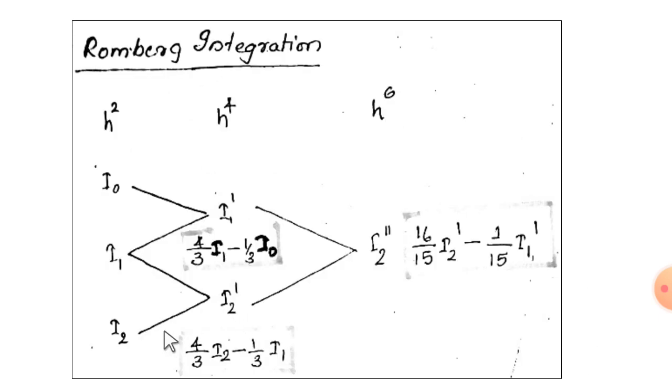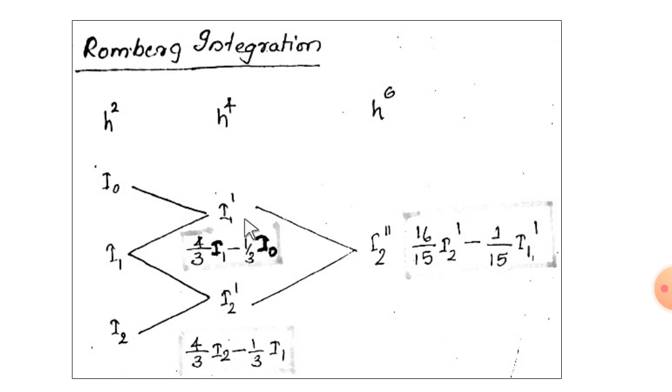So finally, you have to remember only this table. While using Romberg integration, the value of I2 double dash will give you the value of the integral. To find this I2 double dash, you have to know the values of I2 dash and I1 dash. And to get I2 dash and I1 dash, you should know the values of I0, I1, I2. Here h raised to 2, h raised to 4, h raised to 6 are nothing but the orders. While solving a problem, you will be more familiar.